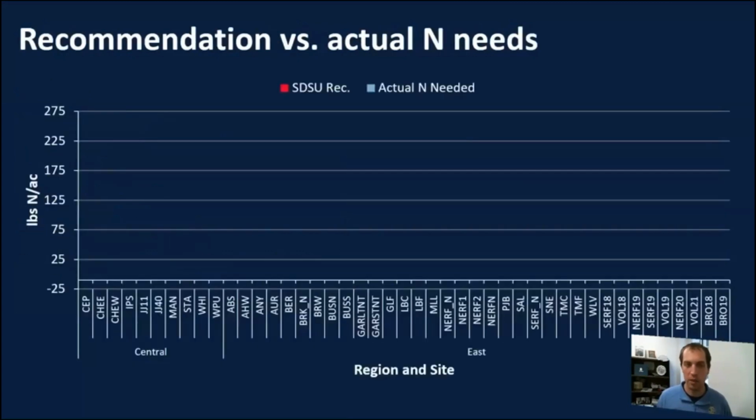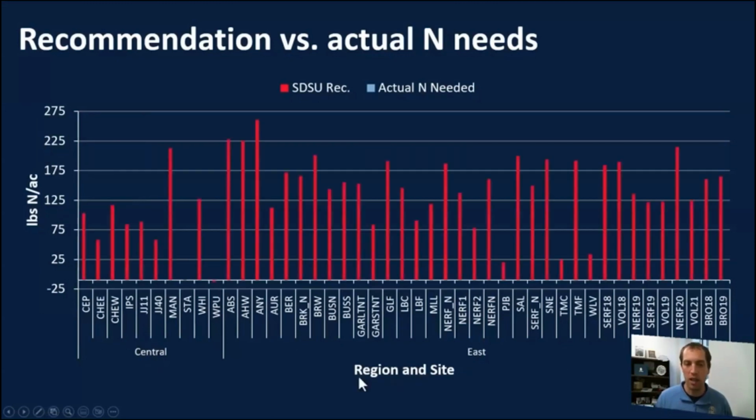So that's what's on this next graph here. On our y-axis, as you can see right here, we have our pounds of nitrogen per acre. And then we're looking here where we have our sites in our central region, and also these ones over here in our eastern region of the state. So this red line represents our nitrogen recommendation from SDSU, and then this next line is going to be our actual nitrogen need. What we want is we want these two lines to line up as close as possible. That means we're being very accurate.